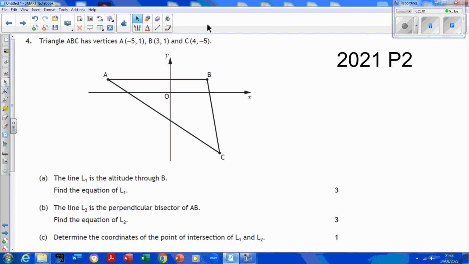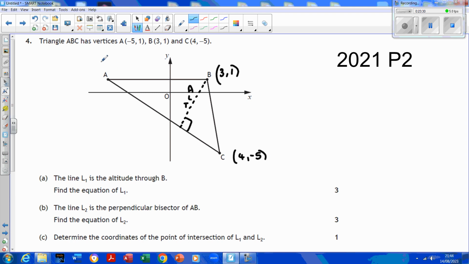So what we've got then for this is the altitude through B. An altitude is a line that comes from a vertex and meets the opposite side inside the triangle at 90 degrees. That's a wee 90 degrees sign. And that's your altitude from B. Now, we know B is the point 3, 1. I'll write these in. C is the point 4, -5. And A is the point -5, 1.